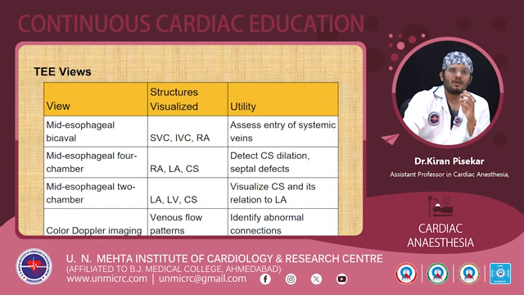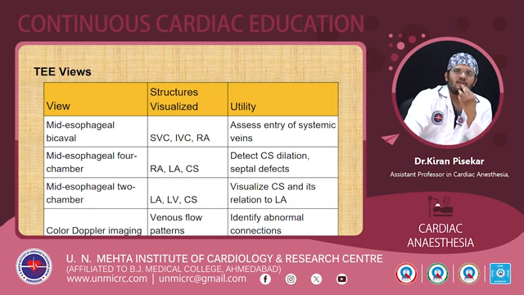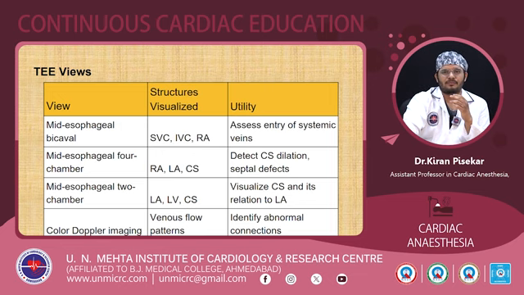Now these are the common TEE views and the structures which we can visualize pertaining to the systemic venous system. In the mid-esophageal bicaval view, we can visualize SVC, IVC and RA. It helps in assessing entry of systemic veins. In the mid-esophageal 4-chamber view, we can visualize RA, LA and coronary sinus, and it helps in detecting coronary sinus dilatation and septal defect. In the mid-esophageal 2-chamber view, we can visualize LA, LV and coronary sinus and its relation to the LA. And color flow Doppler imaging is used for venous patterns, basically for the shunts and gradients across the venous structures.